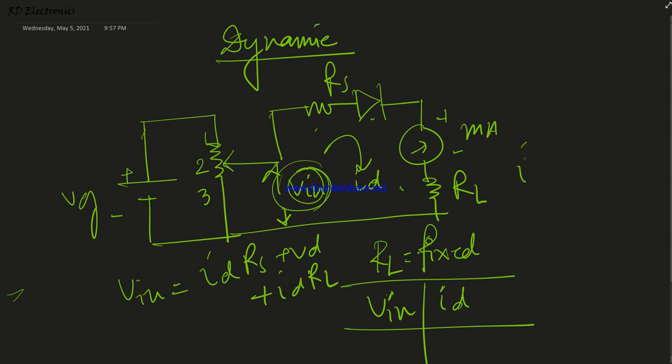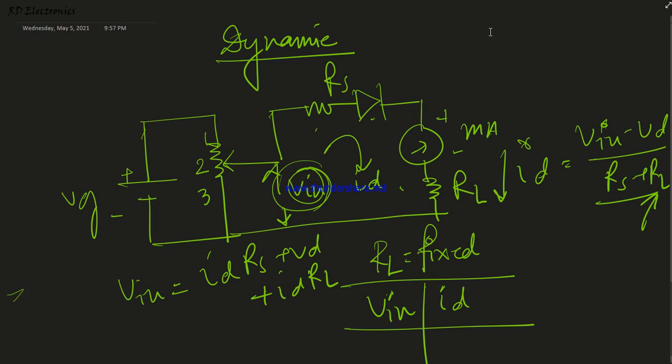So what is the value from here? ID equals V input minus VD divided by RS plus RL. This is a very important formula. Now we see that if the magnitude of the load resistance increases, then the magnitude of the current also decreases. This is the basic nature of the voltage-current relationship, or the concept of Ohm's law.